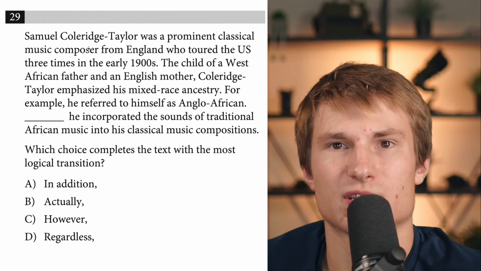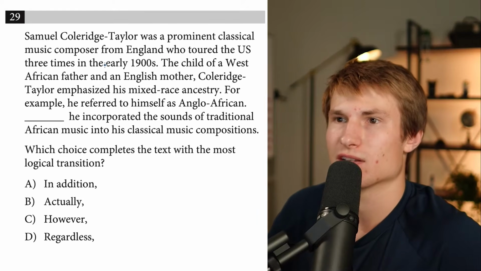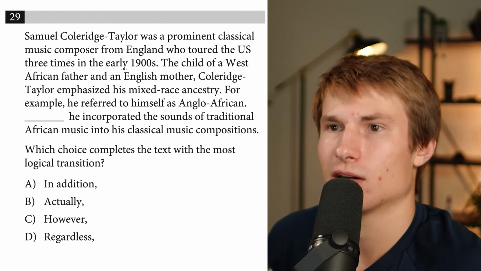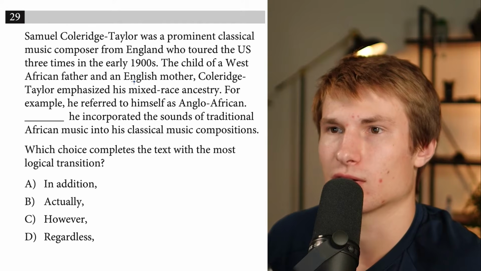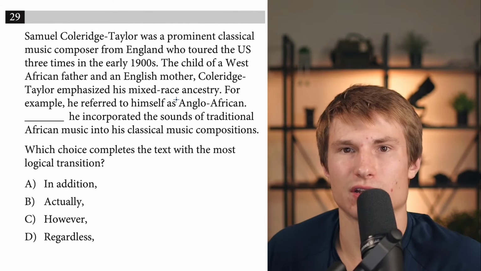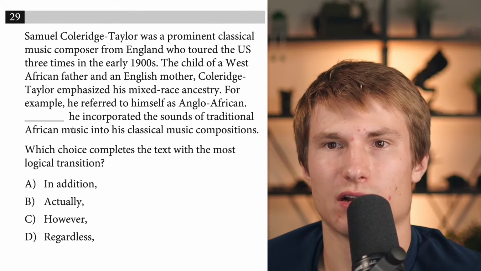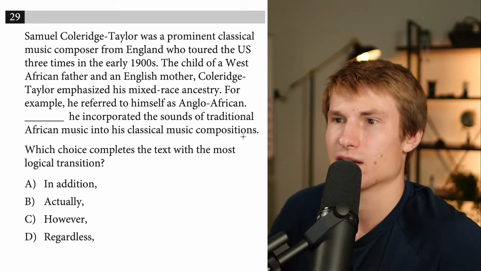Question 29. Samuel Coleridge Taylor was a prominent classical music composer from England who toured the U.S. 3 times in the early 1900s. The child of a West African father and an English mother, Coleridge Taylor emphasized his mixed-race ancestry. For example, he referred to himself as Anglo-African. He incorporated the sounds of traditional African music into his classical music compositions.